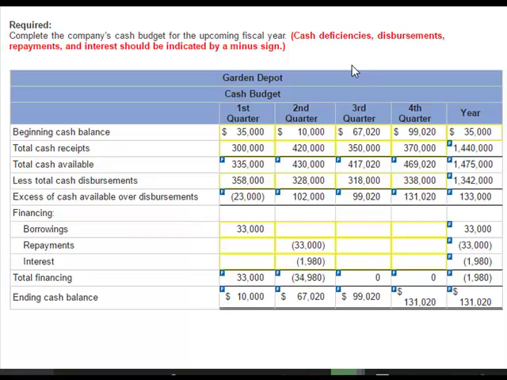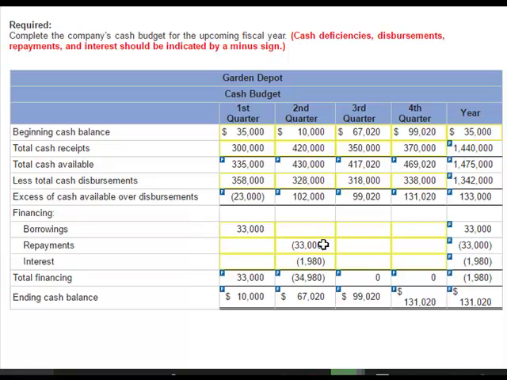This ending cash balance then becomes the beginning cash balance in the second quarter, and we begin again adding our cash receipts and subtracting our total cash disbursements. So remember, with these cash budgets in Connect, and actually in the real world too, we always want to pay back loans whenever we can in order to minimize our interest charges. So here in the second quarter, we end up with $102,000 in excess cash. So we should go ahead and pay back this $33,000 loan.